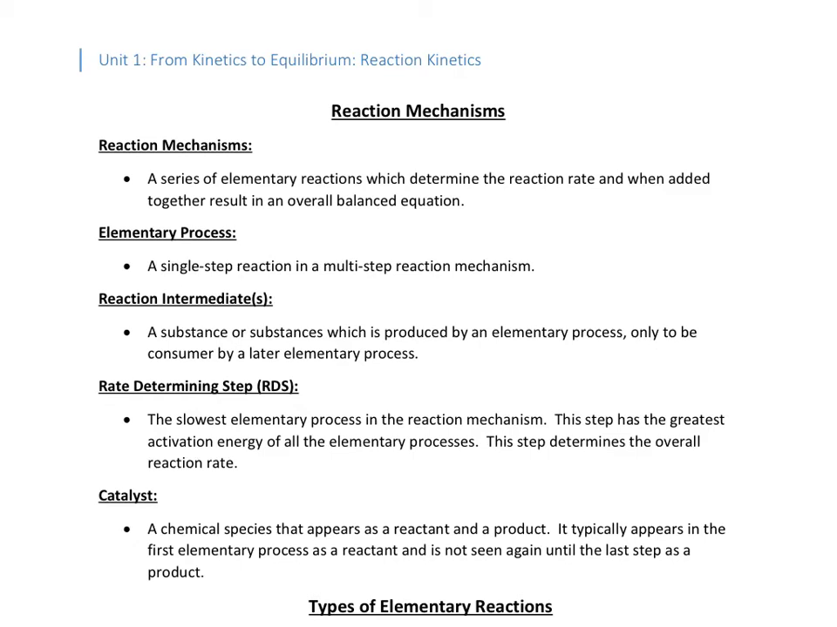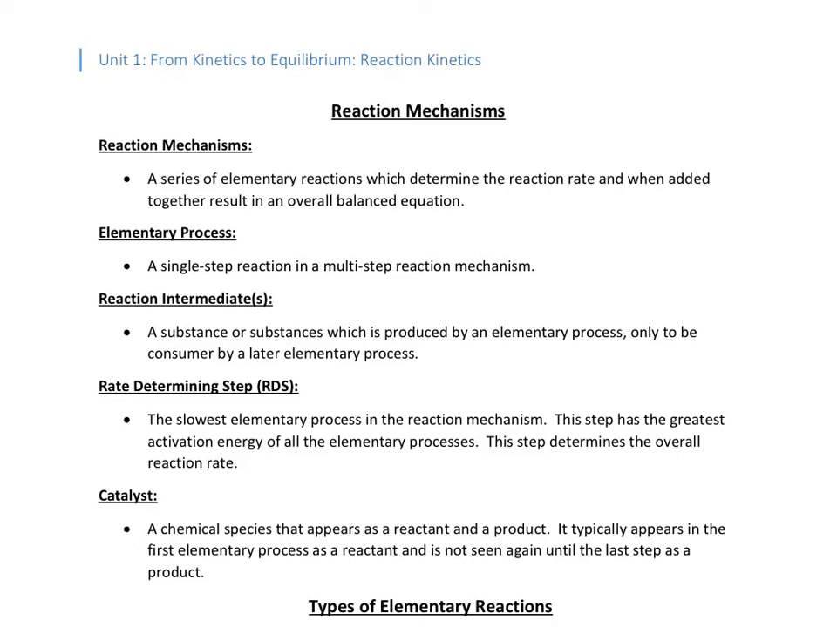In science, not all chemical reactions happen instantaneously and in one step. Some chemical reactions are very complex and require several steps to come to completion. This is known as reaction mechanisms. A reaction mechanism is a series of elementary reactions, or a series of steps, which determine the reaction rate and when added together result in an overall balanced equation.